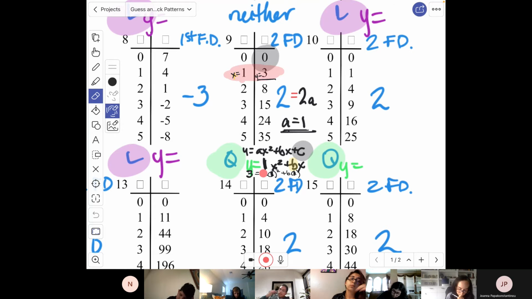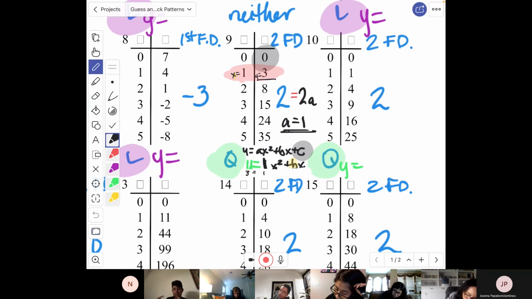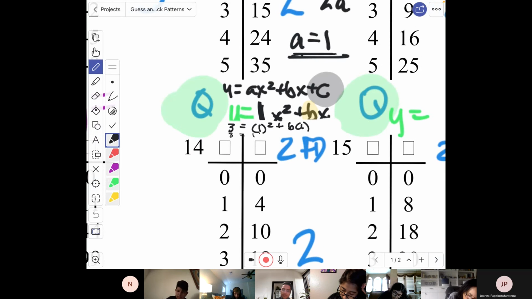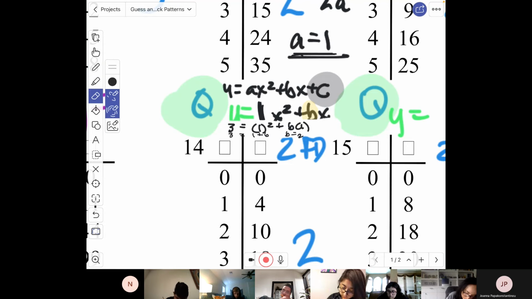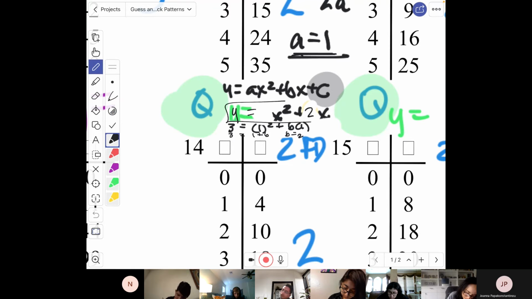Would it be 3? Not 3. So let me substitute in again. I have 3 equals 1 squared plus b times 1. So 3 equals 1 plus b. So what is b? Natalie? Abiella? Anybody? Would it be 2? It is 2. So then I can come back in here, and I don't need that 1 there, and I have my answer. So y equals x squared plus 2x.